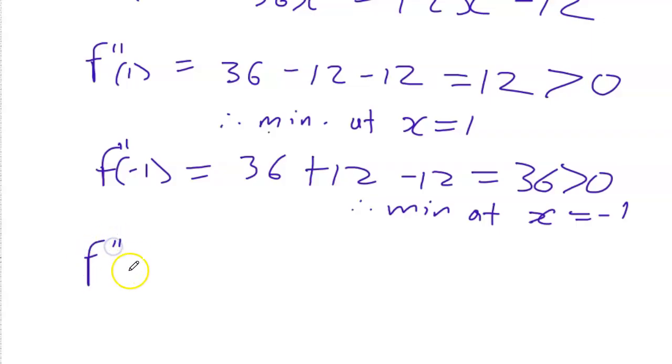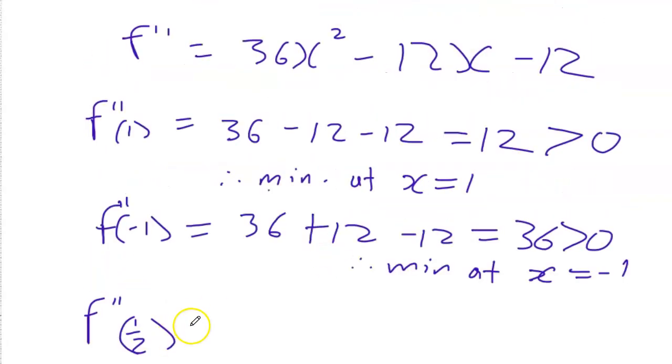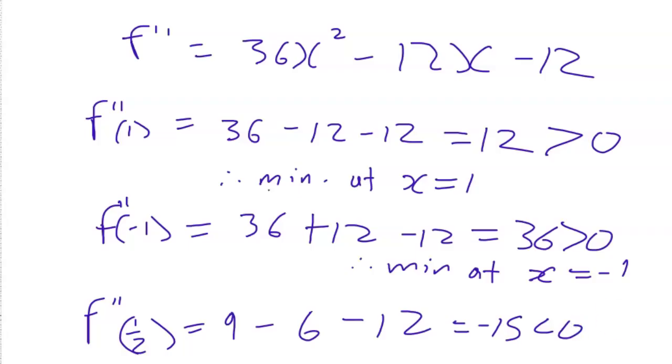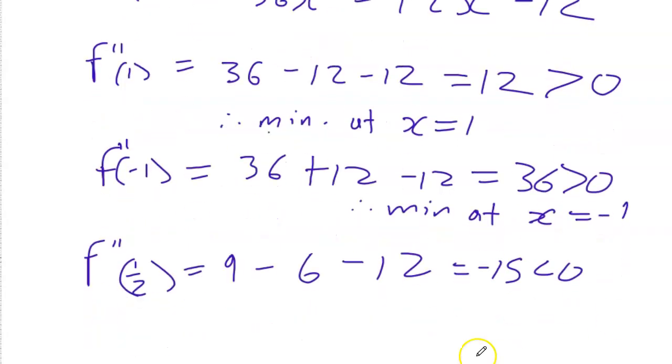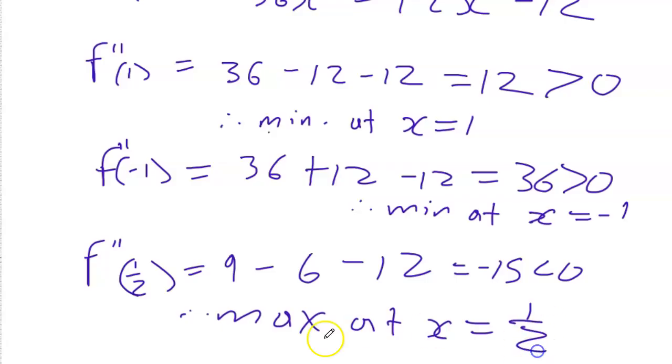Let's try half. When x is half, we get 36 times half squared. So it's 36 times a quarter, which is 9. 12 times half, that's 6. Minus 12. So that's 9 minus 6, that's minus 3, minus 12, that's minus 15, which is less than 0. When the second derivative is less than 0, it's a maximum. A maximum at x equal positive half.